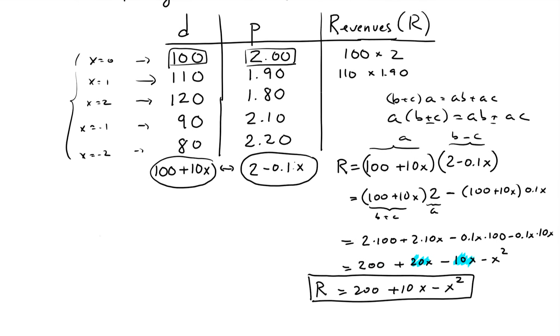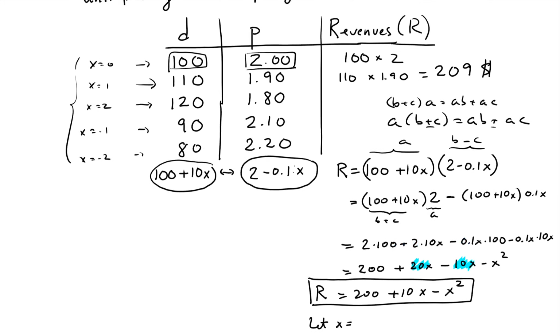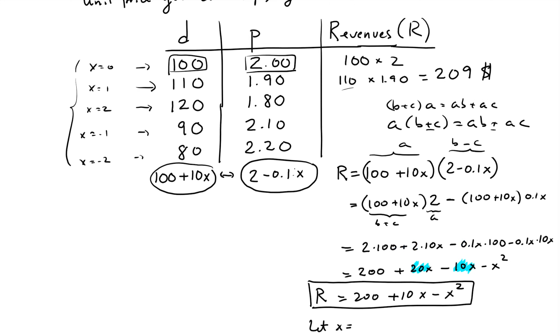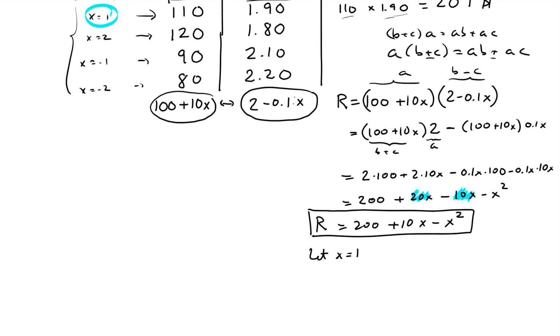So let's check that it works. So for example, when x is 1, this is going to give you $209 if you calculate this. Well, let's check that it works with my expression. So what value of x will generate 110 and 190? Well, it's right here. It's x equals 1. So if I replace x by 1, let's just check that it works. Let x be 1. I should be getting 209.